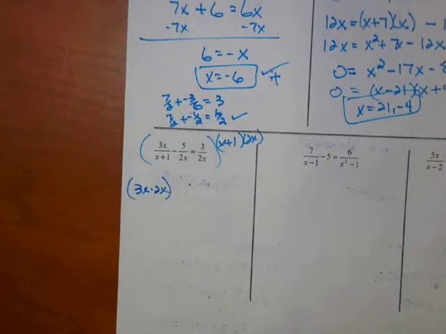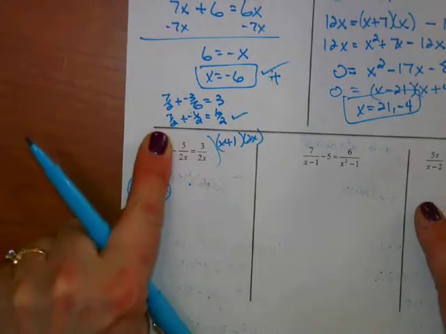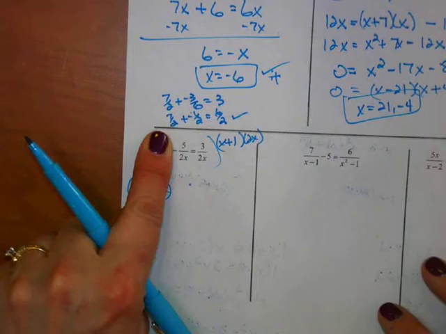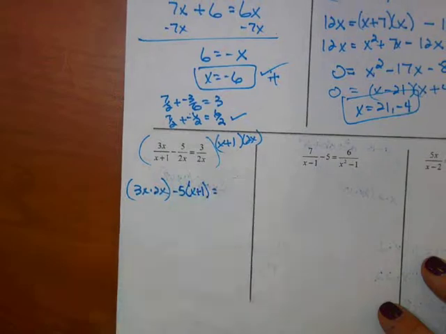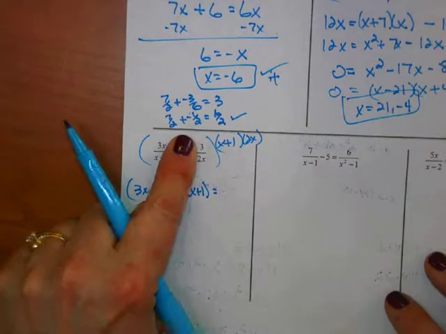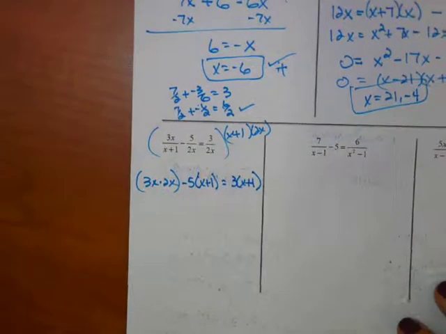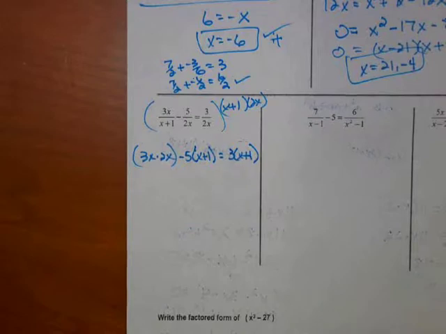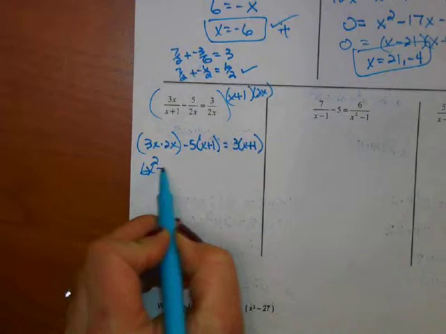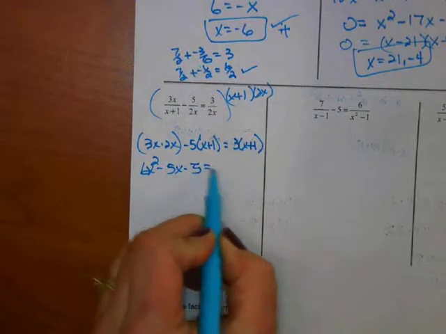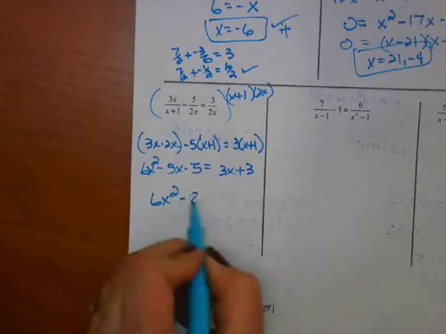Don't write too big here, you'll run out of room. The second one, we multiply negative 5 times x plus 1. Then the outside, we just multiply x plus 1 times 3. Okay, when you do all this distributing, you end up with this, and then you end up with this. You can just write this down if you want.